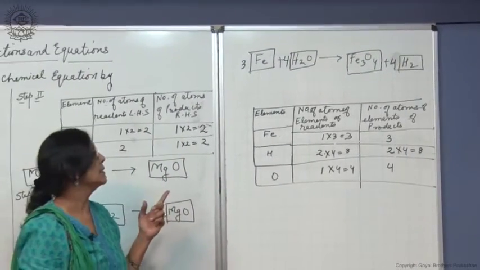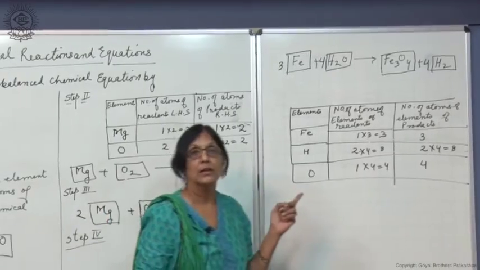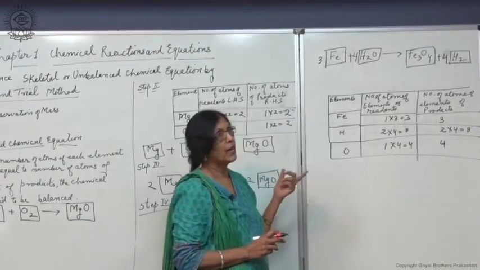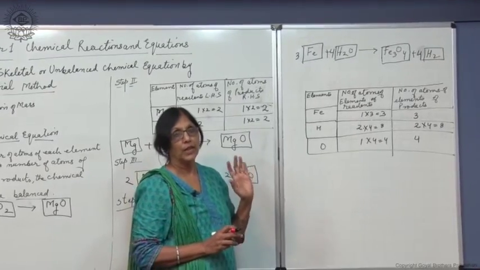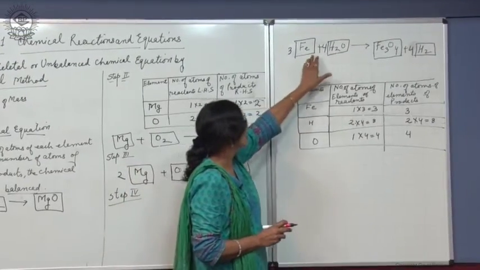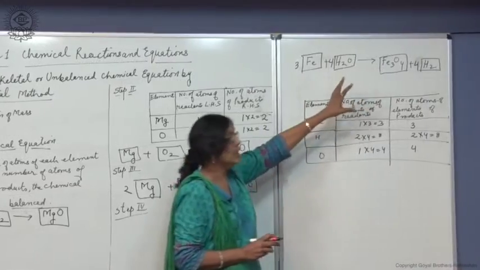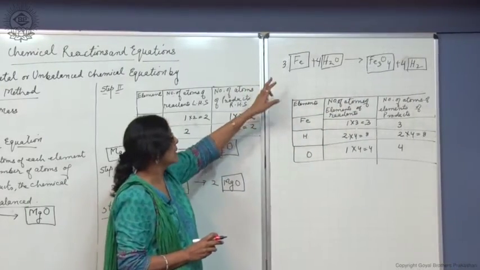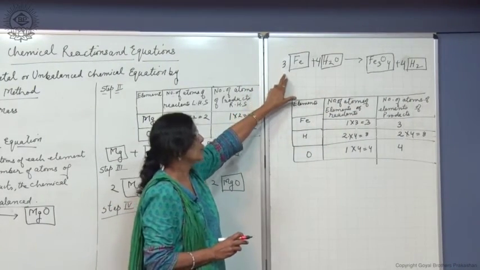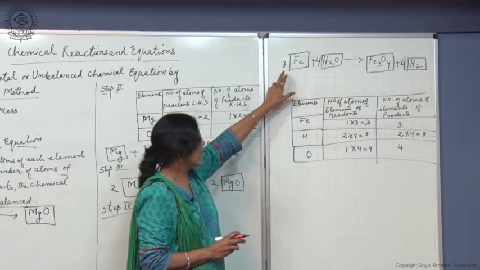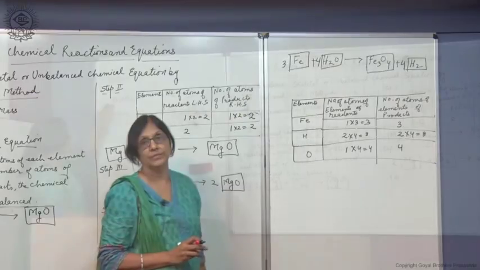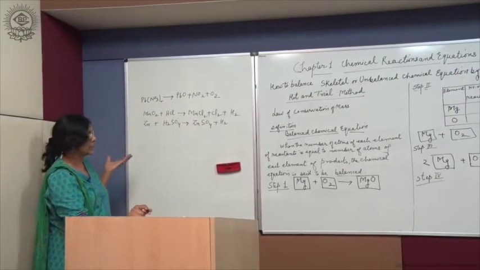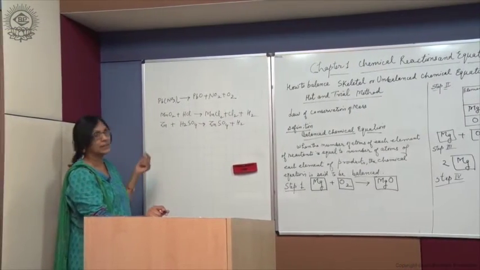Also, this thing has to be kept in mind: the formula or the symbol of the element or compound cannot be changed or altered. You cannot write anything as a subscript. You can only write a number outside as a coefficient to balance the number of atoms. Practice balancing of chemical equations by this method, the hit and trial method.